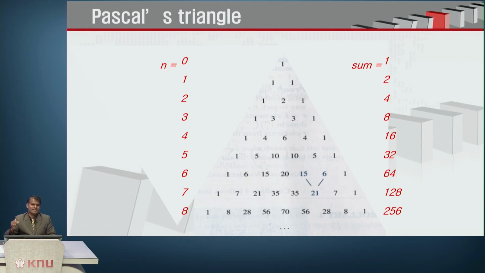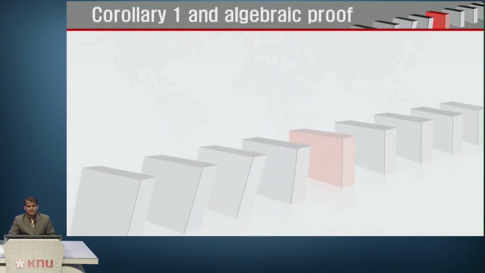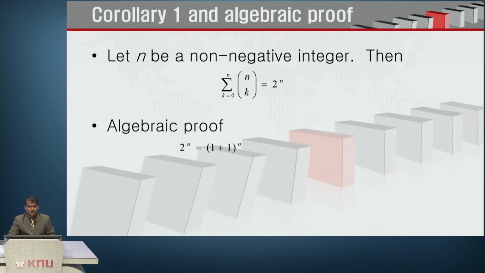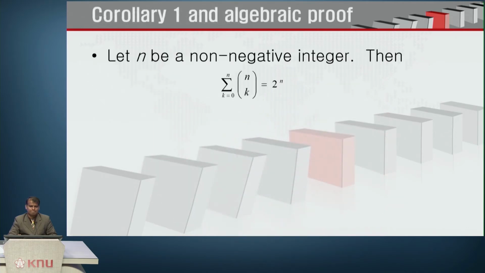1, 2, 4, 8, 16, 32. Well, that is 2 power n, that's true, right? So that's an interesting observation, and from here we can also look at this algebraic proof. So let n be a non-negative integer, then the summation for k equals 0 to n of n choose k equals 2 power n. We have just seen that here, 2 power n there.